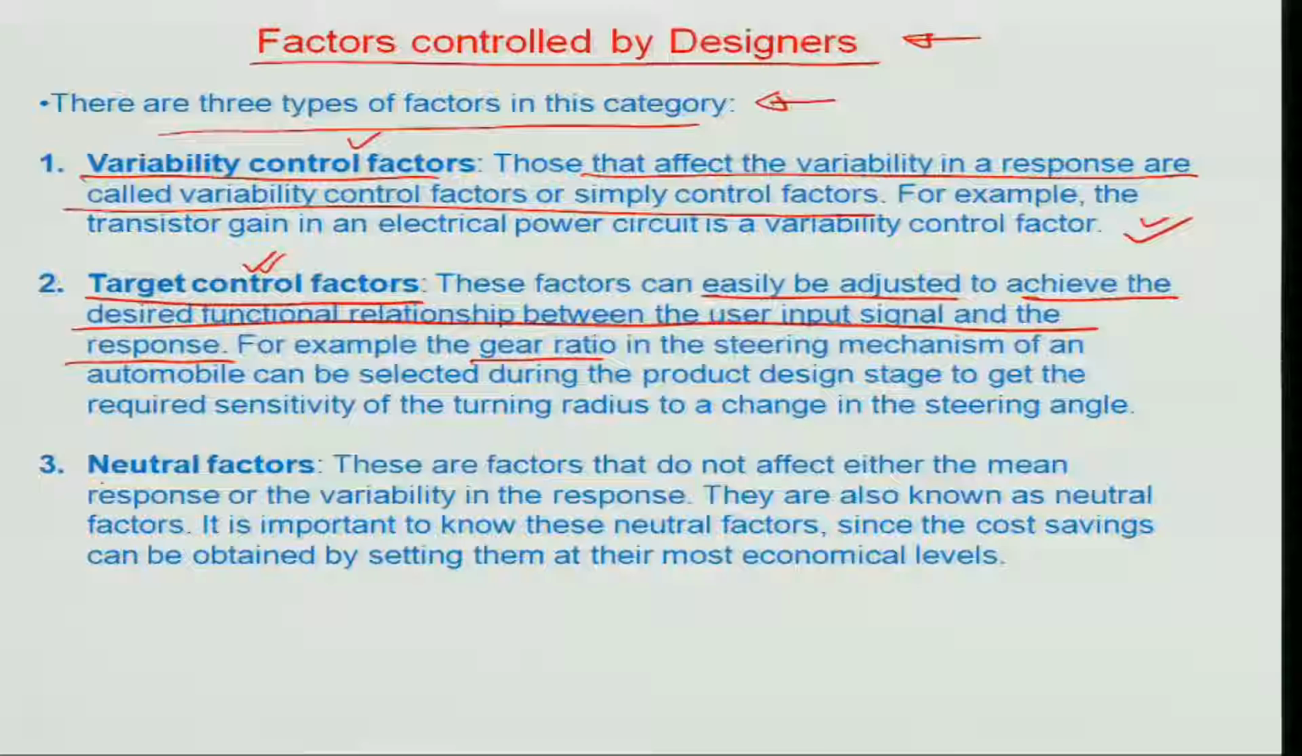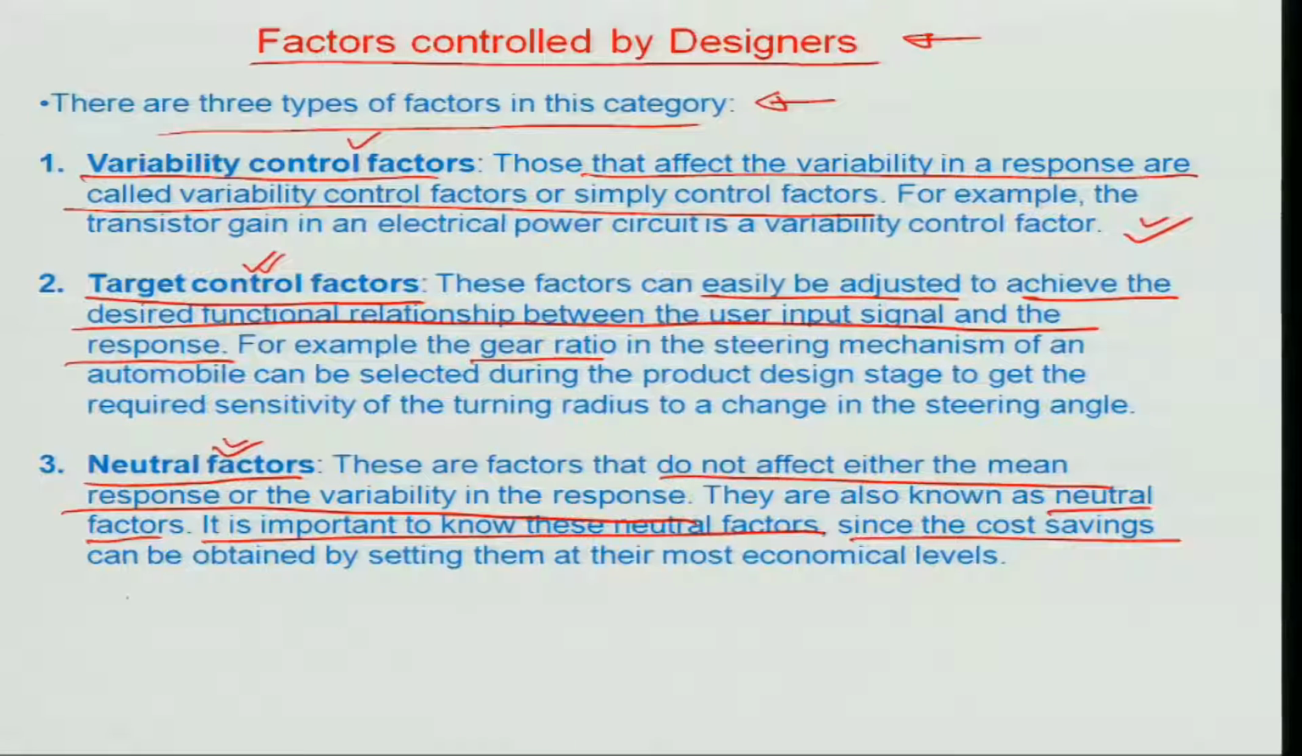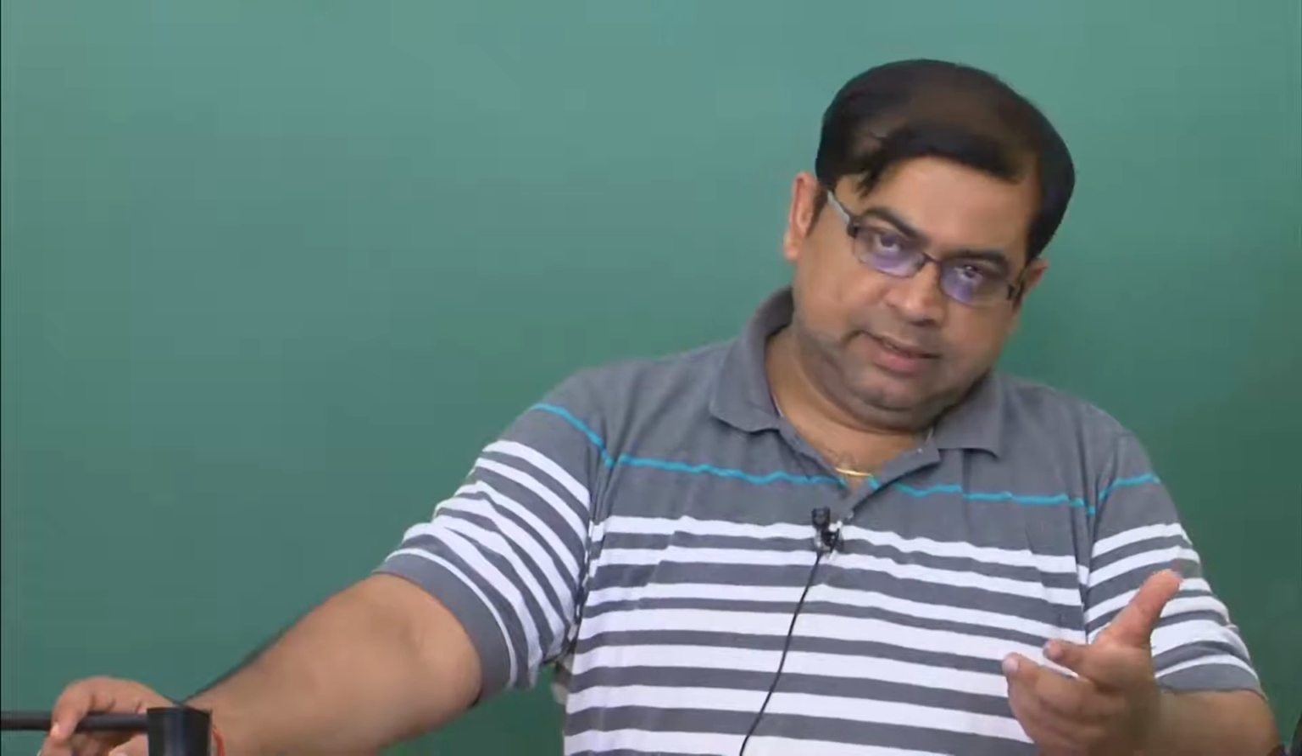And finally, there are certain other factors which the designer has, which are also known as neutral factors. They are called neutral because they do not really affect either the mean response or the variability in the response. Okay. So either the output level is not influenced, or even the variability of the output level is not influenced in these particular cases. So they are known as neutral factors. And obviously it is important to know these neutral factors, since you may change the levels of those factors to achieve an overall cost saving. Unknowingly, in the design you may put in something which is not really related to the output level or its variability, but still it exists in the design because of some other reasons.